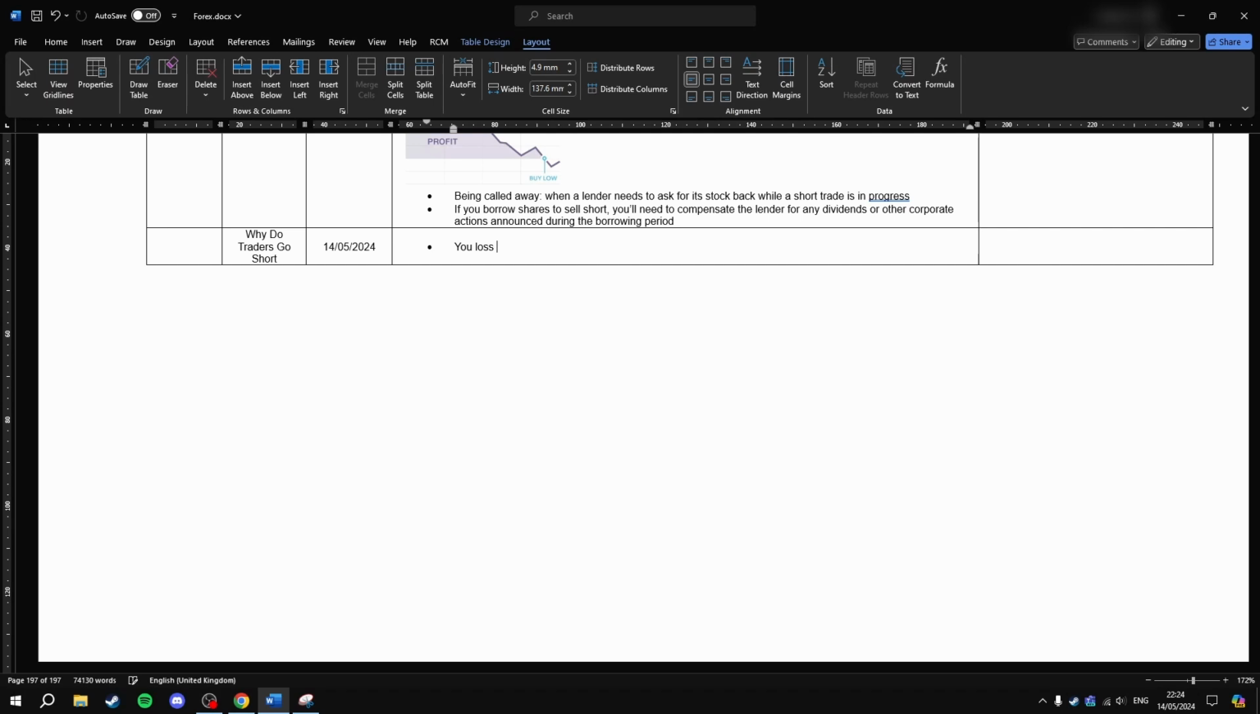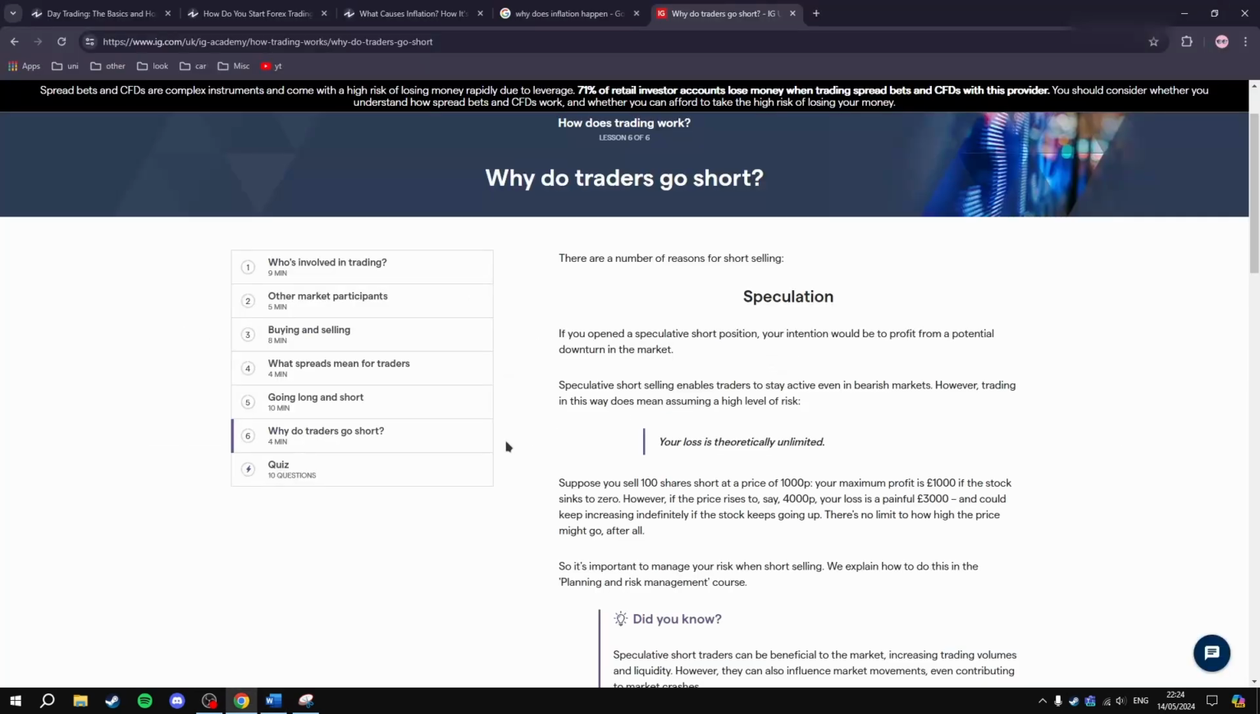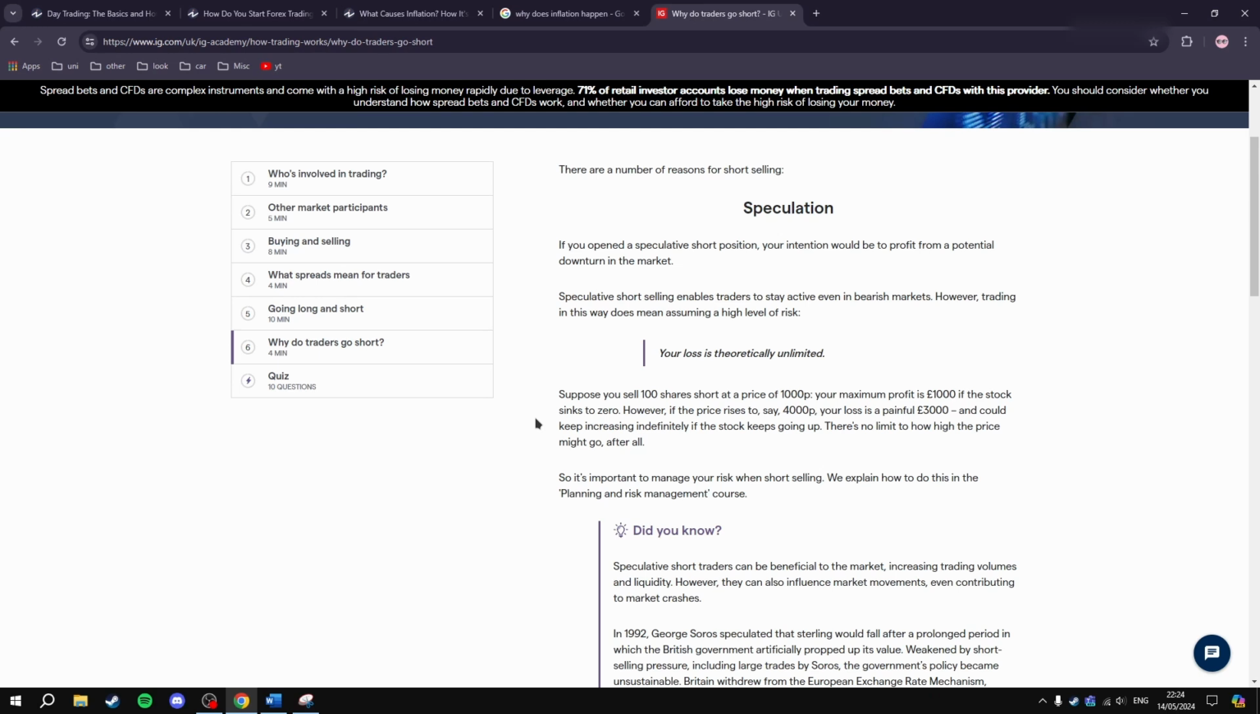Your loss for going short could be unlimited if a stop loss isn't used. Your loss is theoretically unlimited. Suppose you sell 100 shares short at a price of 1,000 pence.